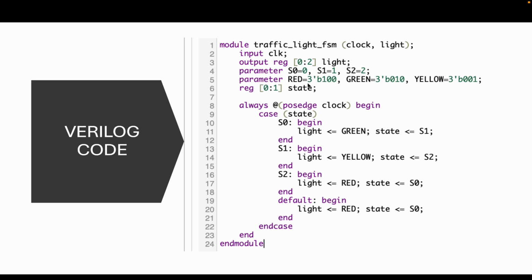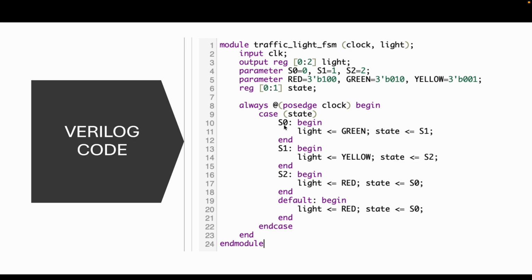Now my parameter is red 3'b100. I'm defining it in terms of binary. Then I'm defining a state. State is of 2 bits. Let us see how I started. Always at the positive edge of the clock, I'll begin the case. The case will change depending on the state. S0, S1, S2, like that will change. So I'm starting at S0.